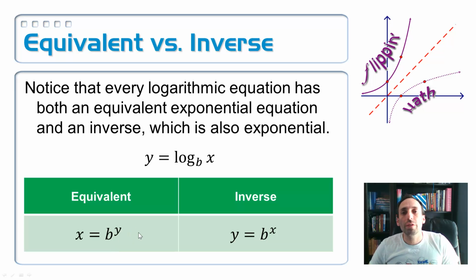Now, how do I find an inverse? I take the x and the y and I switch them. So look over there on the right hand side. It just switches the x and the y, and so it becomes y is equal to b to the x. So these two aren't equivalent. That's the inverse of the logarithm.